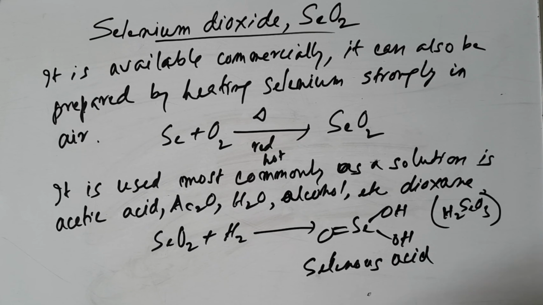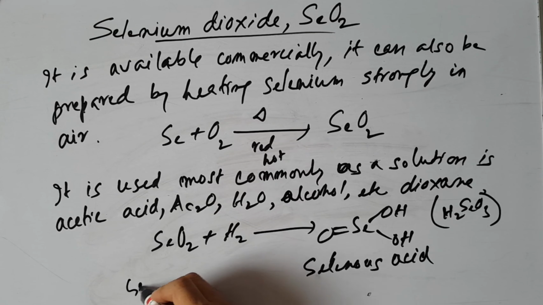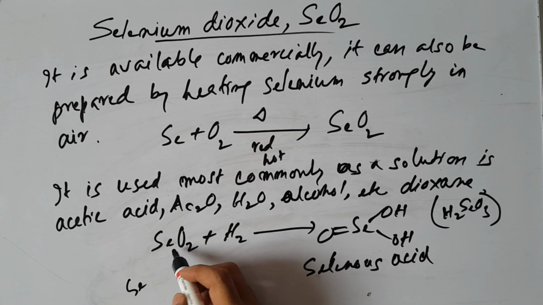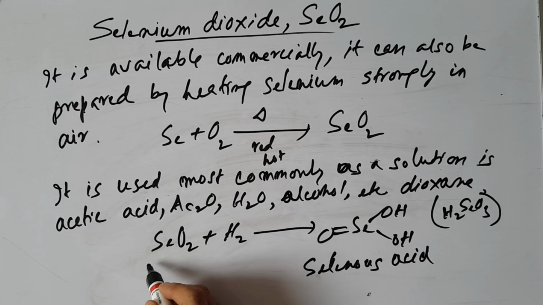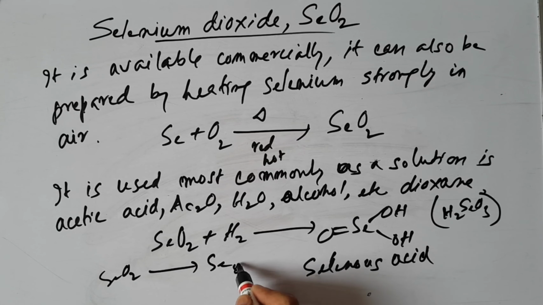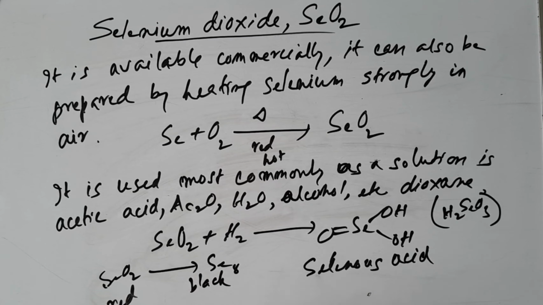In the case of oxidation, selenium dioxide is reduced to metallic selenium. So when the reaction takes place, it goes from red to black. Selenium dioxide is red in color, and when the reaction takes place, it comes to black selenium.